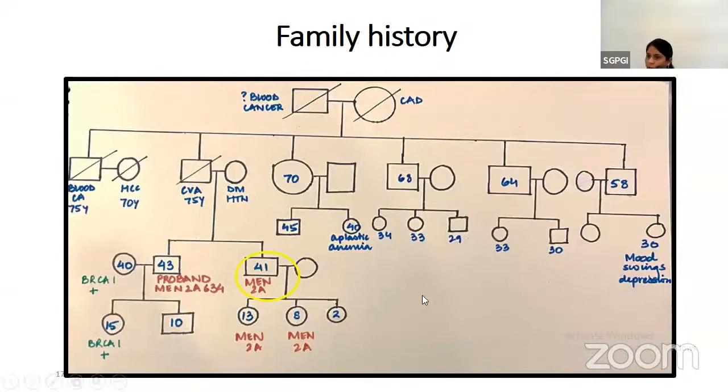This is the family history of the patient. Our patient, a 41-year-old male, was diagnosed with MEN 2A, and two of his daughters were also diagnosed with MEN 2A. The patient's sibling also had a history of MEN 2A, and his wife was diagnosed with breast carcinoma with a BRCA1 mutation, and his daughter also had a BRCA1 mutation. The patient's grandfather also had a history of blood cancer.